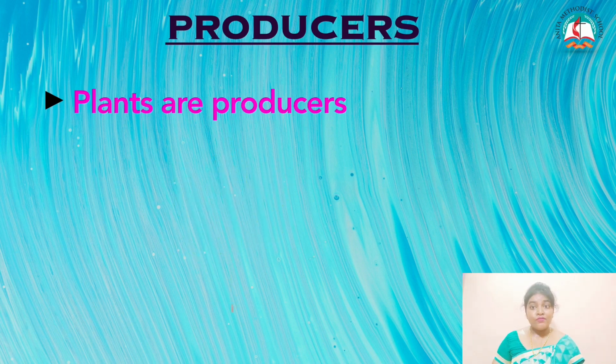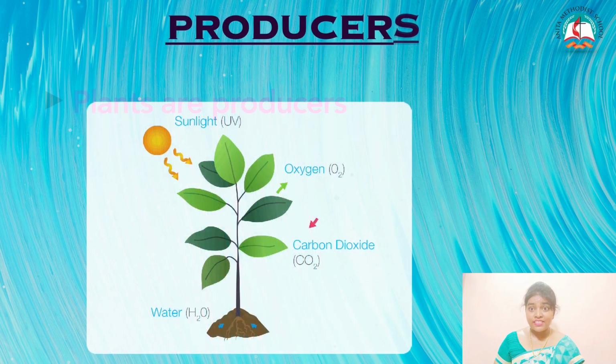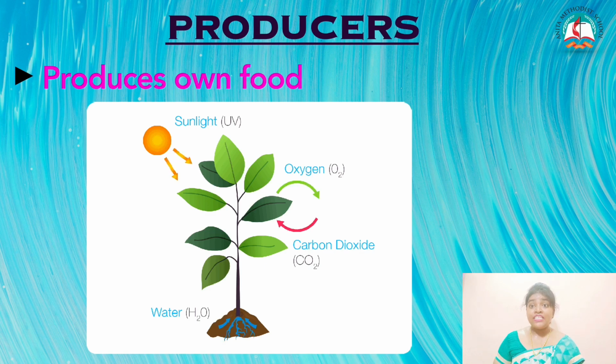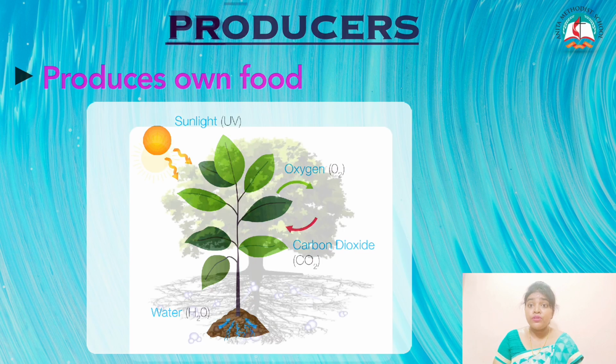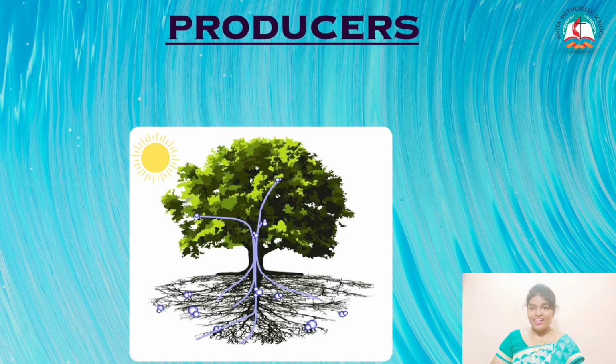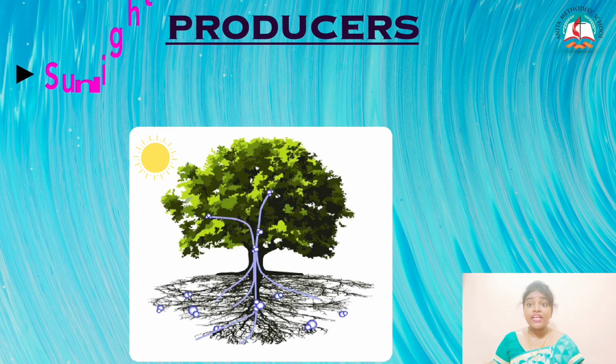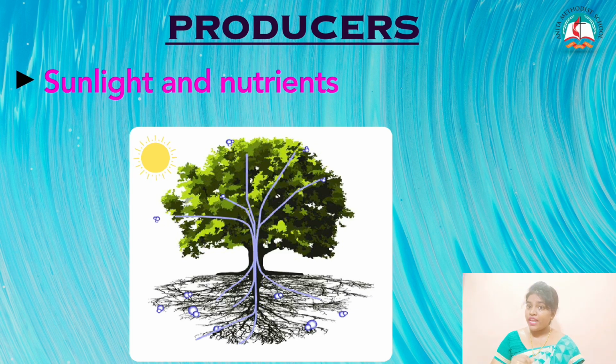With the photosynthesis process. Okay, so it gets light from sunlight, and it gets air. It takes in carbon dioxide and it gives out oxygen, and then it takes up the water and it absorbs all the nutrients from the soil. Okay, and plants are the only ones which produce energy on their own. That's why they are called producers.